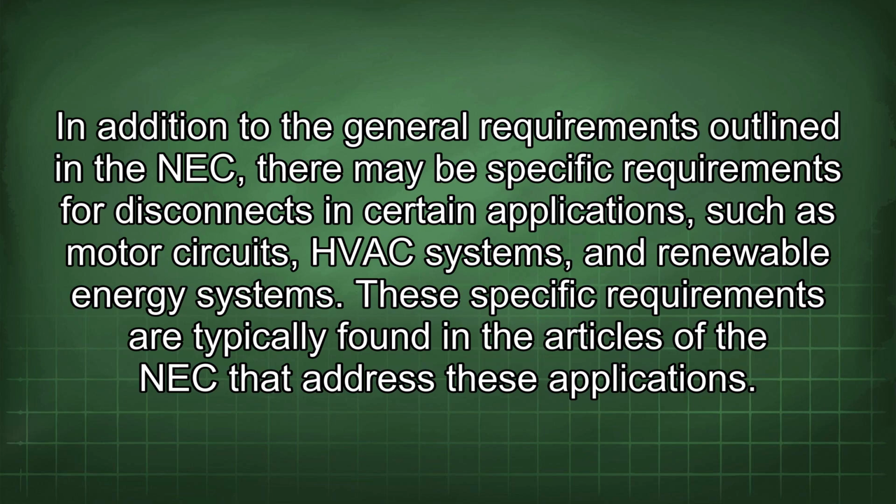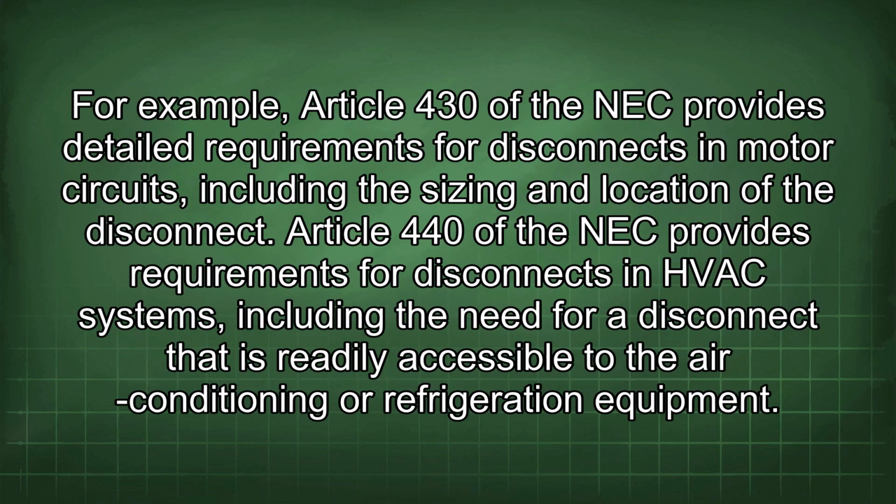In addition to the general requirements outlined in the NEC, there may be specific requirements for disconnects in certain applications, such as motor circuits, HVAC systems, and renewable energy systems. These specific requirements are typically found in the articles of the NEC that address these applications. For example, Article 430 of the NEC provides detailed requirements for disconnects in motor circuits, including the sizing and location of the disconnect. Article 440 of the NEC provides requirements for disconnects in HVAC systems, including the need for a disconnect that is readily accessible to the air conditioning or refrigeration equipment.